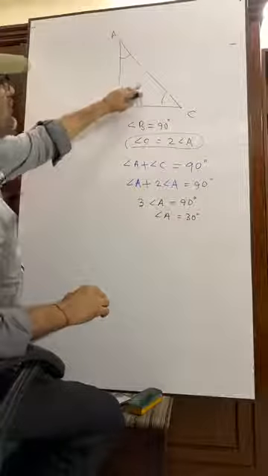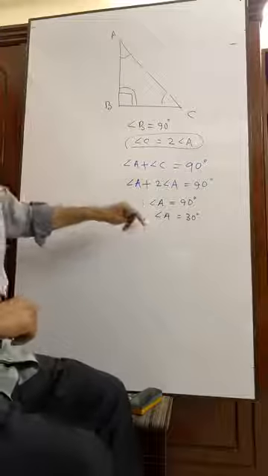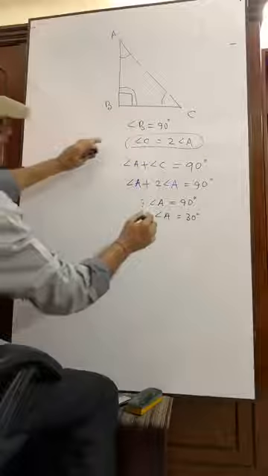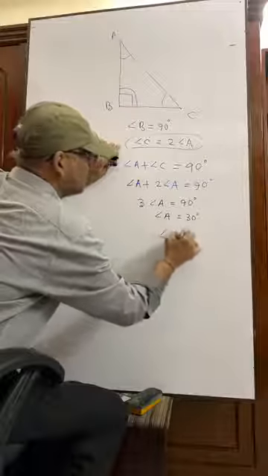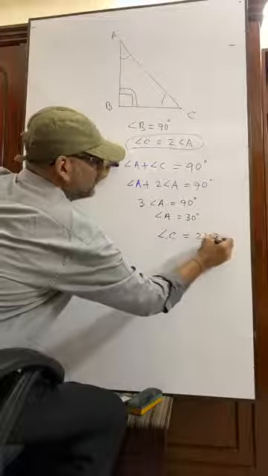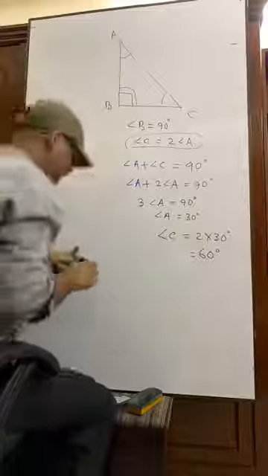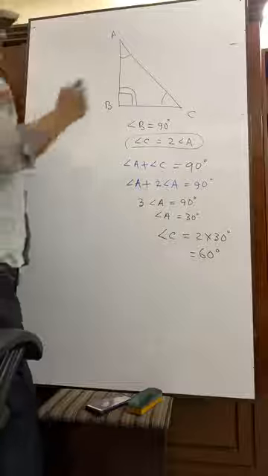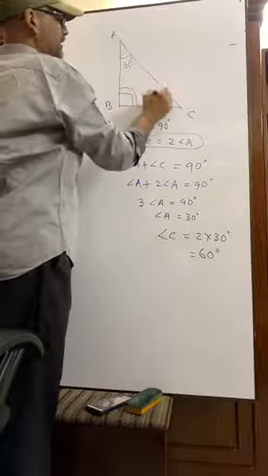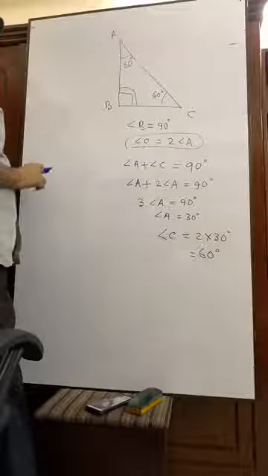So this type of question may be given. What is the value of angle A, or what is the value of angle C? Angle C equals what? Twice of angle A, that is 2 into 30 degree, that is 60 degree. So what we are getting here: this is 30 degree, and this is 60 degree.